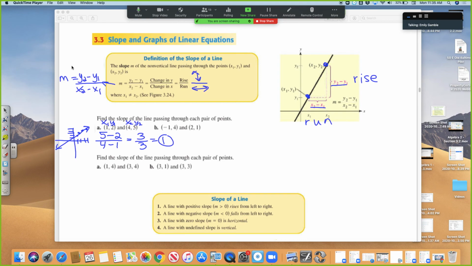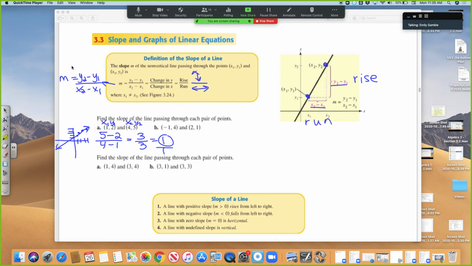Most of them will be in fraction form, but whenever you get a whole number like that, please realize that there is always an invisible 1 underneath of that answer, because for every slope, you need not only a rise, but you also need a run.